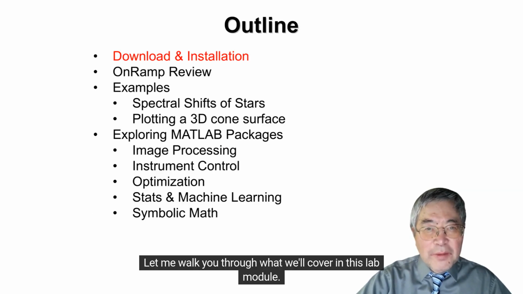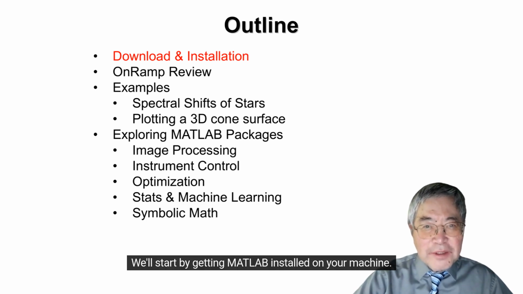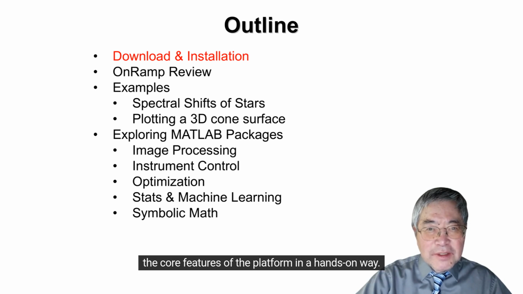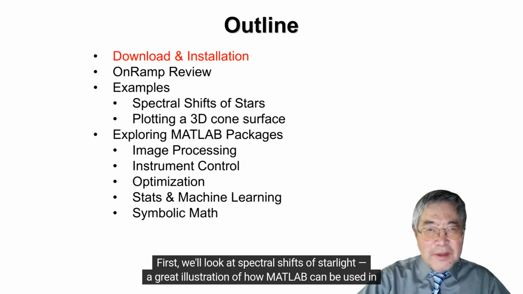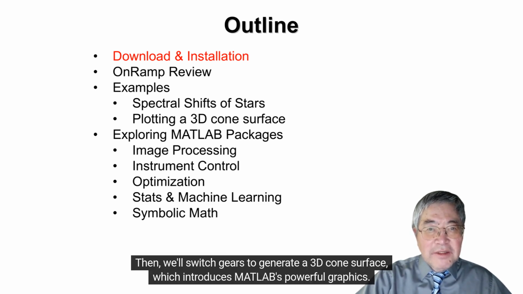Let me walk you through what we'll cover in this lab module. We'll start by getting Matlab installed on your machine. Once it's up and running, you'll go through the module Matlab on Ramp, an interactive tutorial that introduces the core features of the platform in a hands-on way. Next, we'll work through two examples that show Matlab in action. First, we'll look at spectral shifts of starlight, a great illustration of how Matlab can be used in astrophysics. Then we'll switch gears to generate a 3D cone surface, which introduces Matlab's powerful graphics.